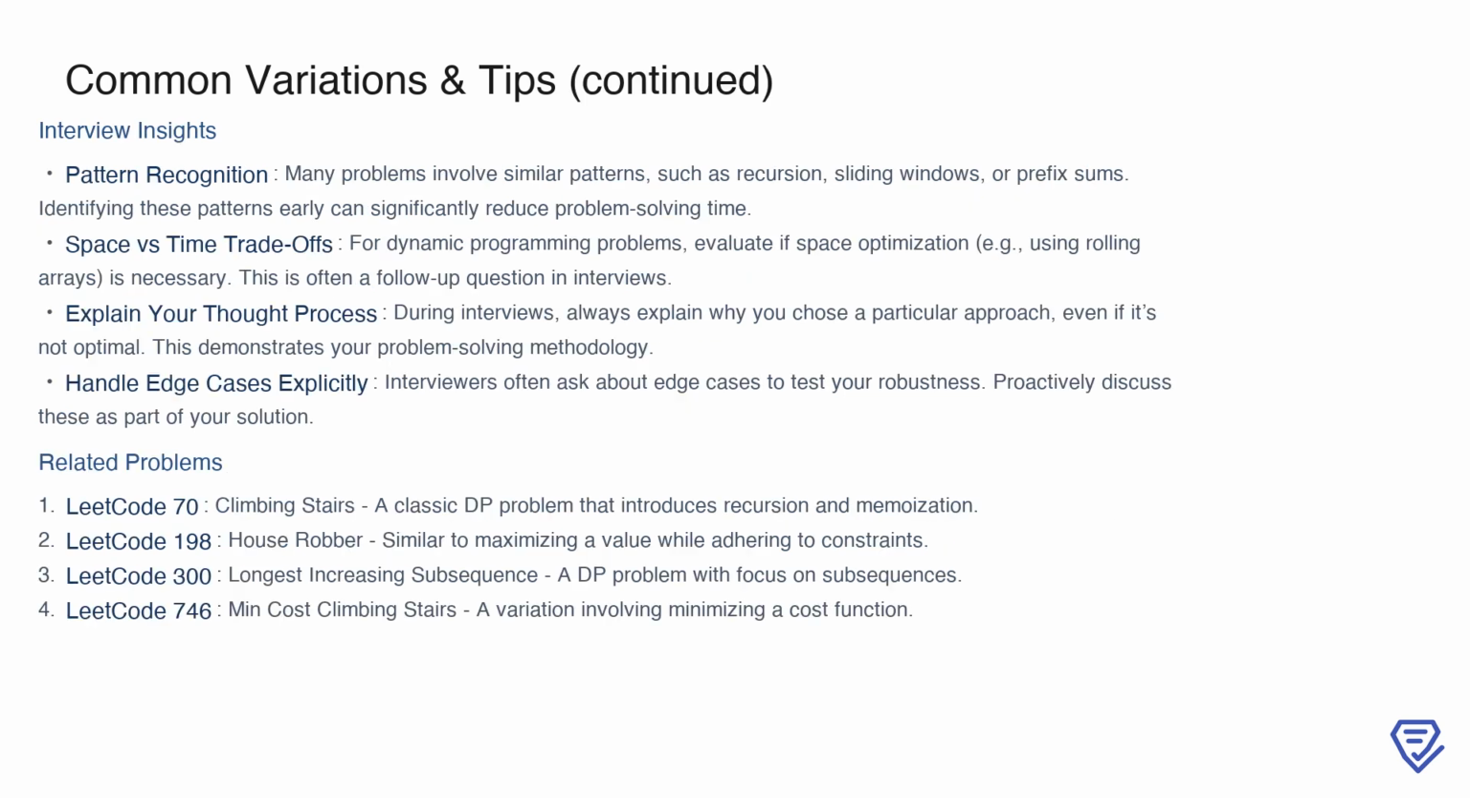Now, when it comes to interviews, recognizing underlying patterns and problems can be a game changer. For example, problems involving recursion, sliding windows, or prefix sums often follow familiar templates. Spotting these patterns early can drastically cut down on problem-solving time. Additionally, understanding the trade-offs between space and time complexity is critical, especially for dynamic programming problems. For instance, you might use space optimization techniques like rolling arrays to reduce memory usage. This is a common follow-up question in interviews, so it's worth preparing for.